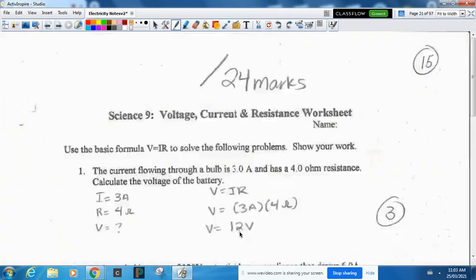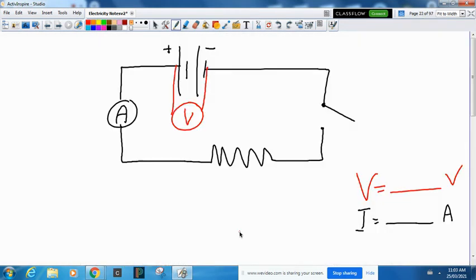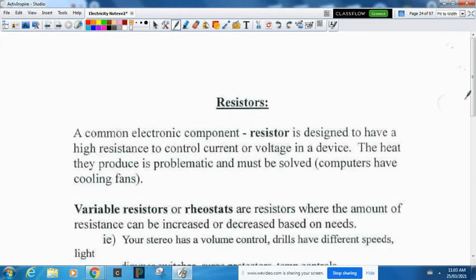And then there's worksheets that we're going to be doing that you're going to be giving me for marks. And there is, once again, just, oh yes, this was for a lab we're doing to figure out resistance. We don't really have enough time for that, but let's look at resistors.